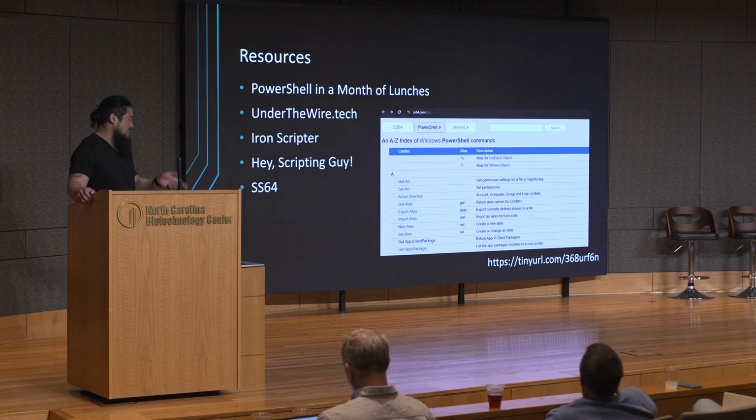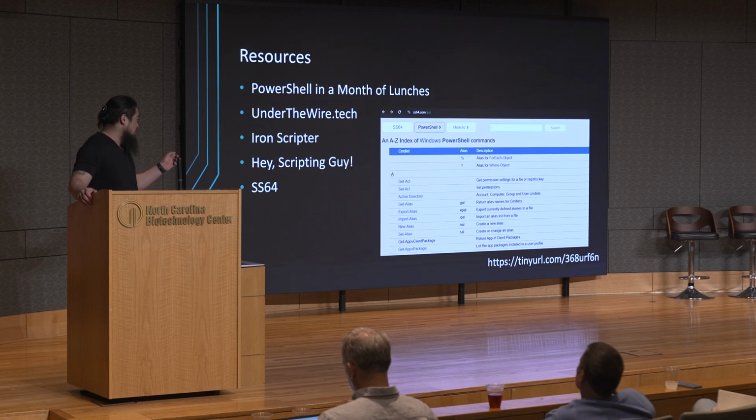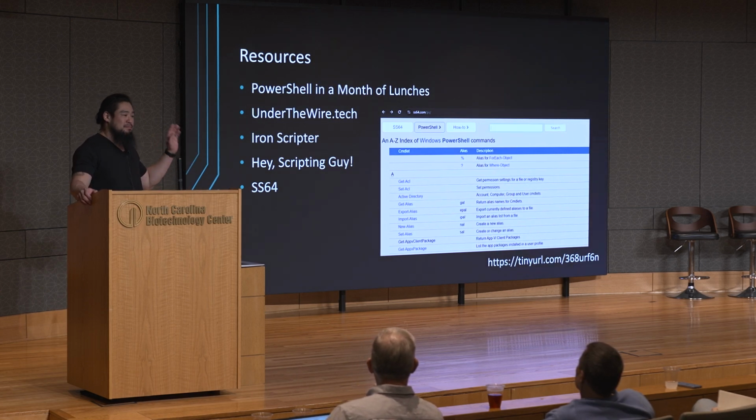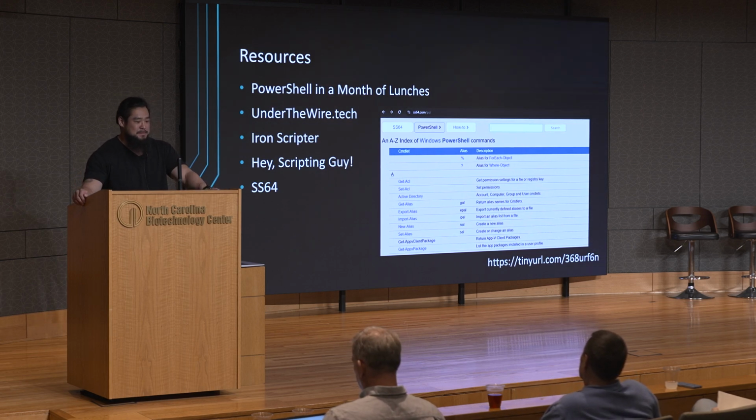Iron Scripter, Hey Scripting Guy. Those two are really good for trying to find tips and tricks on what you're trying to accomplish with some automation. Hey Scripting Guy, I think he retired, but there's still a lot of good articles out there that he wrote. And SS64. So SS64 is what is posted up on the picture. And it just has a whole bunch of commands that you can just click on and be like, what does this do? And how do I use it? So SS64 doesn't have just PowerShell. It has Linux, Bash, like all this other stuff that you guys could look into. So SS64, pretty good website.